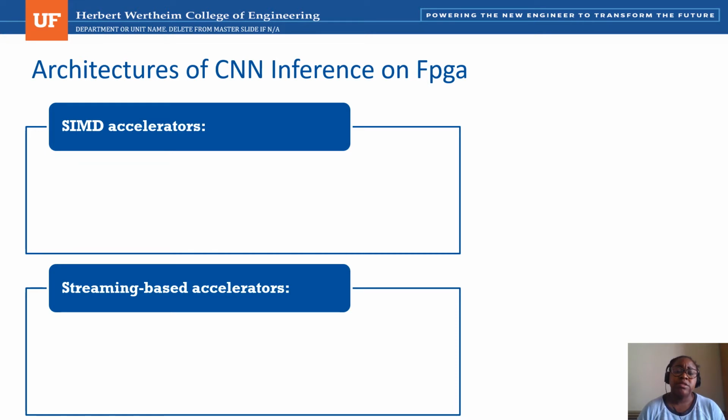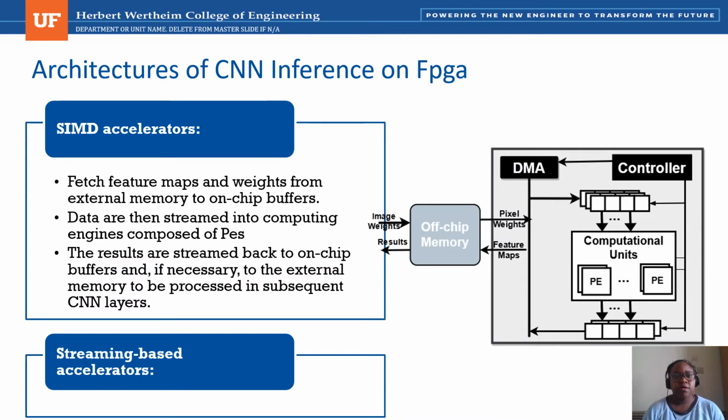Now, regarding CNN inference on FPGA, there are mainly two different types of architecture: the SIMD architecture and the stream-based architecture. The SIMD architecture usually works as follows. First, they fetch the feature maps and weights from external memory to on-chip buffers. The data are then streamed into compute engines composed of several PEs. The results are streamed back to on-chip buffers, and if necessary, they are written back to the off-chip memory to be processed in subsequent CNN layers.